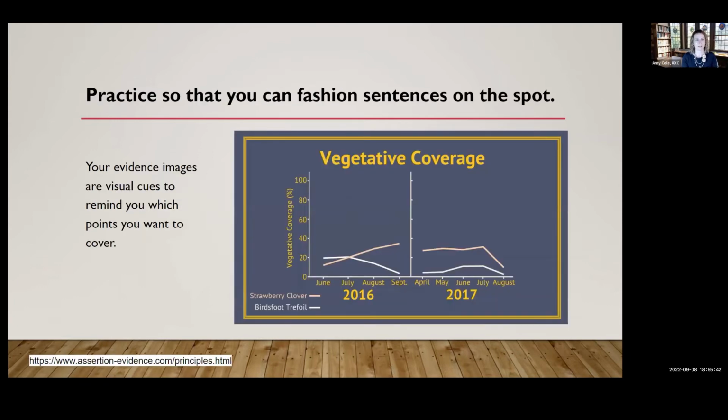And practice. This was something I got off of the website Assertion-evidence.com. If you go to the website, it's a great website. It is a little more geared for engineers and giving scientific talks. That's okay. There's no reason we can't take some of those good practices. Your evidence images are going to be your visual cues for what you're going to say.